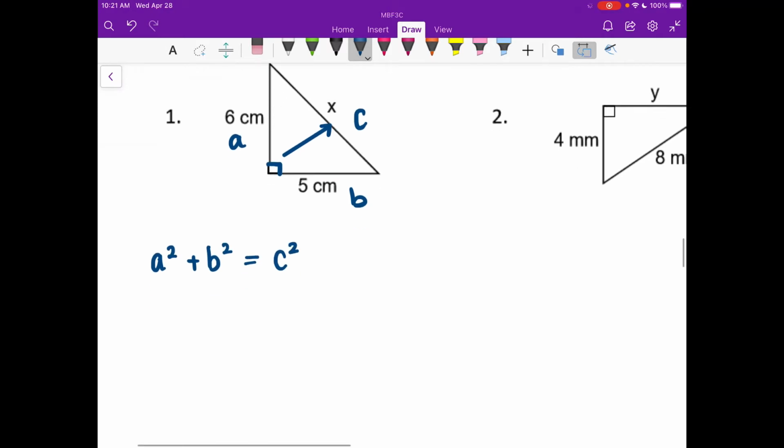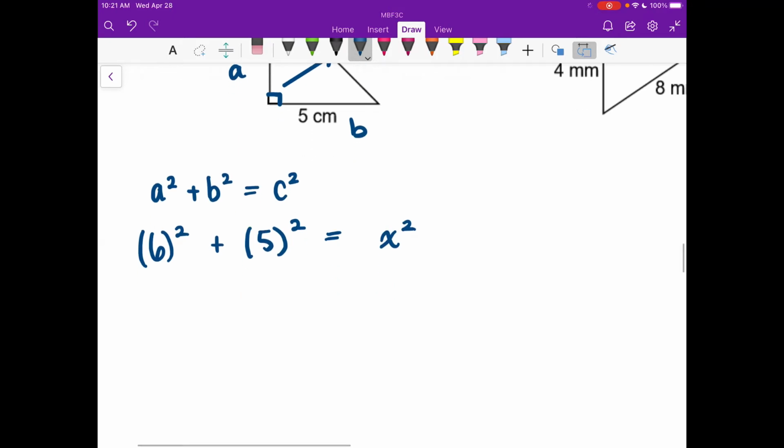So let's go put in our numbers. So we have 6 as A, and always put stuff in brackets because that makes a difference. 5 squared equals C is X squared, and you know what, to be honest, you can write X squared like this. Same diff. Okay, so 6 squared is going to be 36. I know that 5 squared is going to be 25.